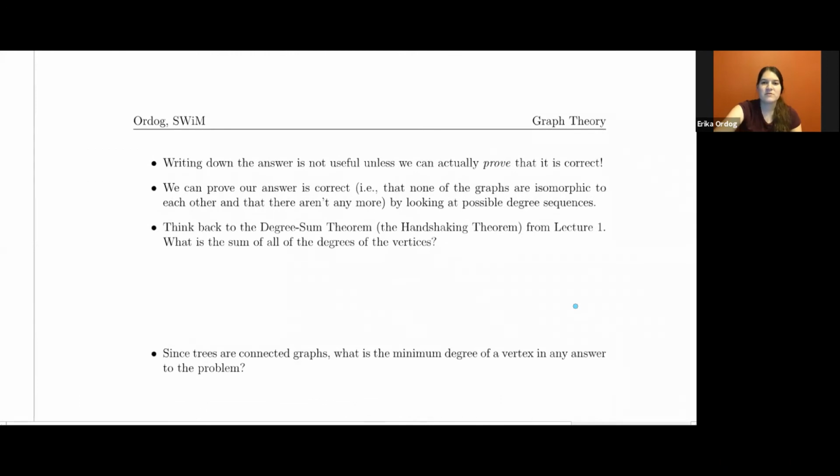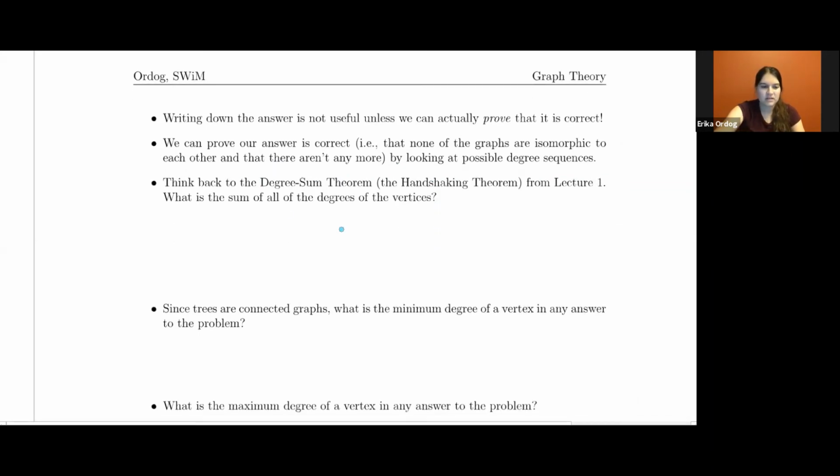Okay, so how can we do that? Well, we can prove our answer is correct, and what I mean by that is none of our graphs are isomorphic to each other, and there aren't any more than 10, by looking at degree sequences. So let's think back to the degree sum theorem, or the handshaking theorem from our first lecture. And what did it say about the sum of all of the degrees of the vertices? Okay, so it says that the sum of the degrees of the vertices is equal to 2 times the number of edges. Right, so how many edges do we have?